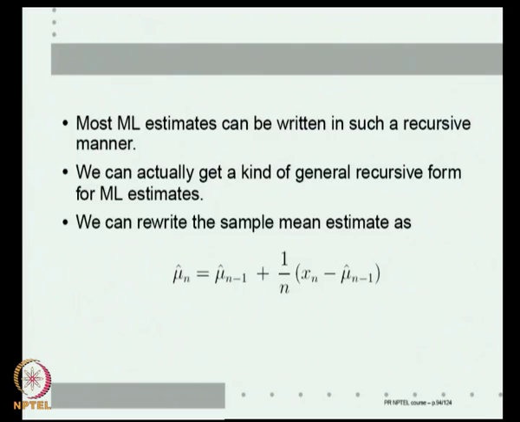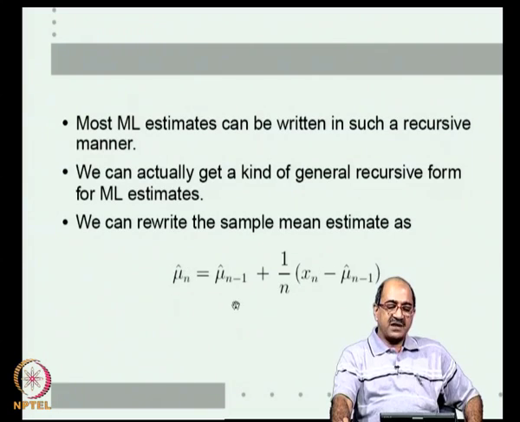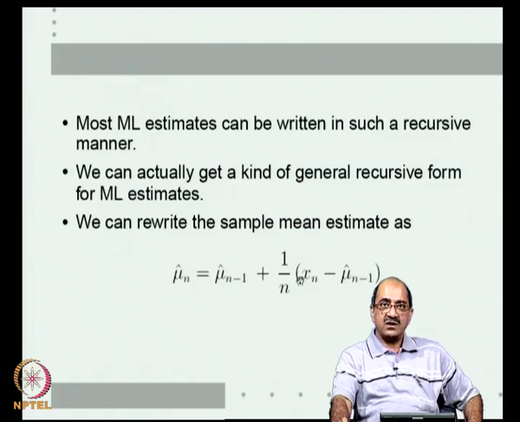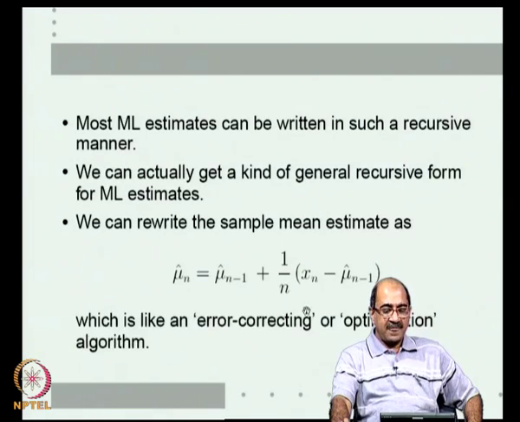These are the kind of iterative algorithms you might have seen in many places, for example, in a gradient descent algorithm or many other iterative schemes. So, if z is something that you are updating in an iterative scheme, z n is z n minus 1 plus some step size into something that depends only on the previous value and something that comes in at n. Okay. So, this is like an error correcting or optimization algorithm.